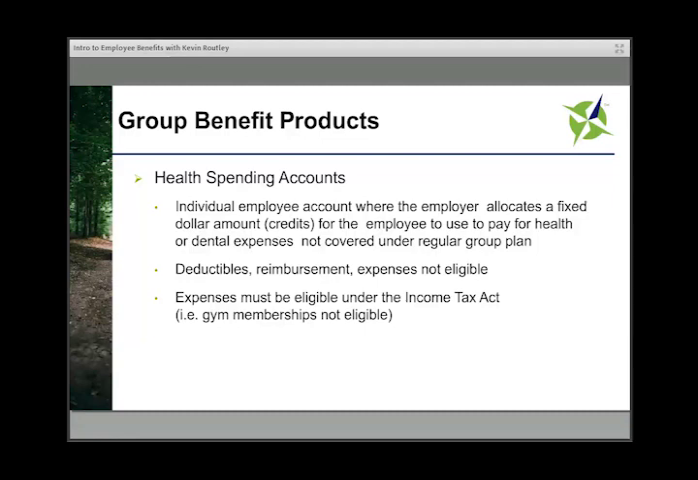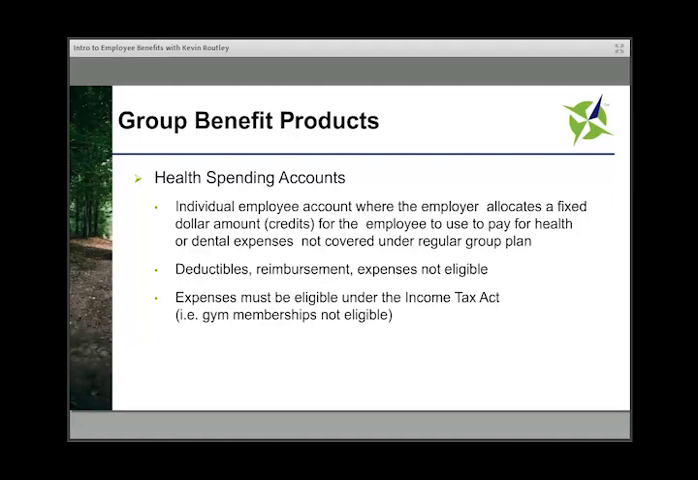Another aspect of a group benefit program is something called a healthcare spending account. A healthcare spending account is money that's provided to an individual employee, where the employer allocates a fixed dollar amount for the employee to use to pay for any health or dental related expense not covered under the regular group plan. As an example, deductibles, or expenses that are not eligible, could be reimbursed under a healthcare spending account.